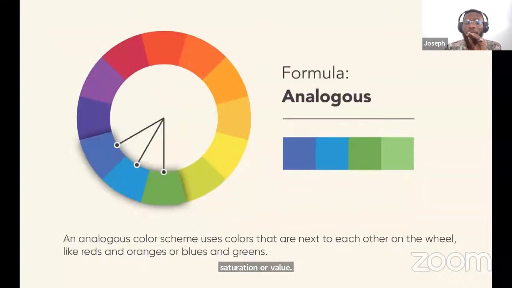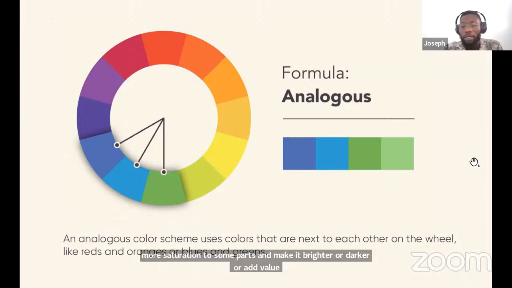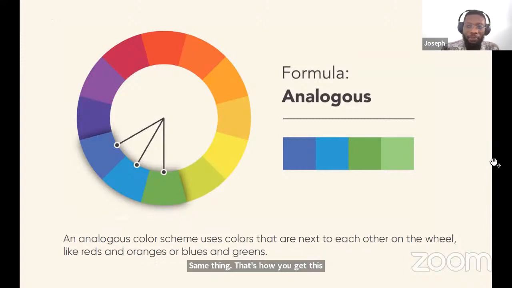All right. Then the next formula is analogous. It's just like the word analog, right? So it picks three colors that are side by side on the color wheel. As you can see here, blue, green, and a darker blue. In other words, it is just blue and green, right? So you can add more saturation to some parts and make it brighter or darker, or add value, same thing. That's how you get this, right? It is that easy.